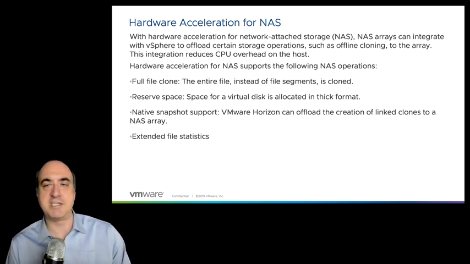There's reserved space capability. This is interesting because a NAS typically provides thin disks in its storage environments. By providing this hardware acceleration for NAS, you have the ability to create a thick disk in a NAS. And there's also native snapshot support. So for environments like Horizon, you can offload the creation of linked clones into the NAS array. And of course, this hardware acceleration for NAS also allows for extended file statistics.